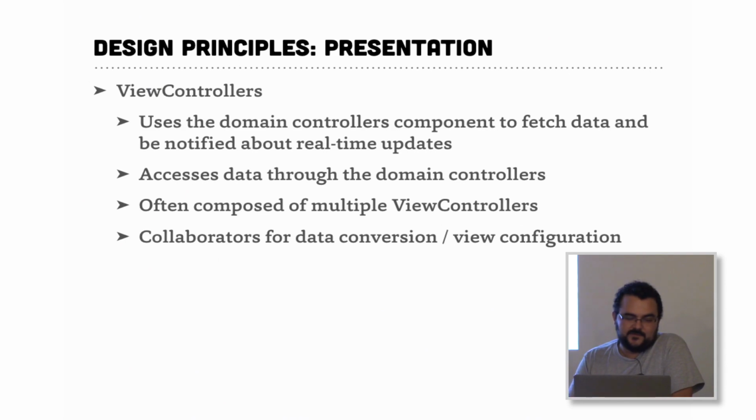One thing that we do, it's not really related to real time, but it's something we do a lot to make the view controller smaller, is that view controllers are often composed of several view controllers. It's not uncommon to see one view controller that has, I don't know, six view controllers for every little piece of the application. So instead of making different calls and orchestrating calls from one thing to the other in the same view controller, we inject the domain controllers in other view controllers, and they take care of their own part. The presentation also has collaborators, so we try to keep our view controller small. The view controllers also have collaborators for data conversion and view configuration.